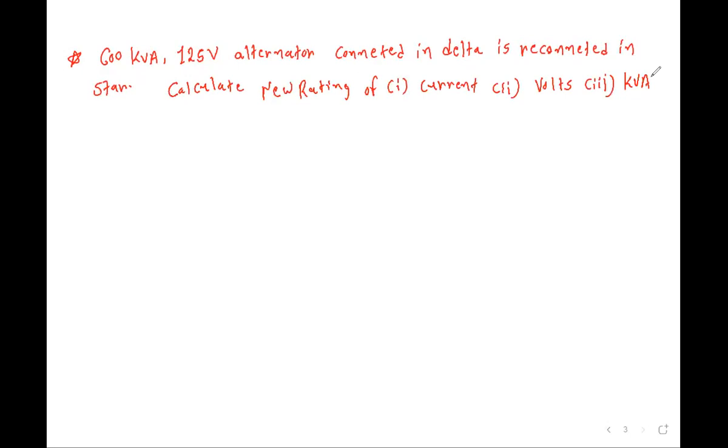Again, I am repeating the example. My alternator is first delta connected. When it is delta connected, it has 600 kVA and 125 volt. But now I am connecting this same alternator in star instead of delta. So what should be my new voltage rating, new current rating, and new kVA rating? That you have to tell me. Those who are attending the session online, you can also solve it by yourself.